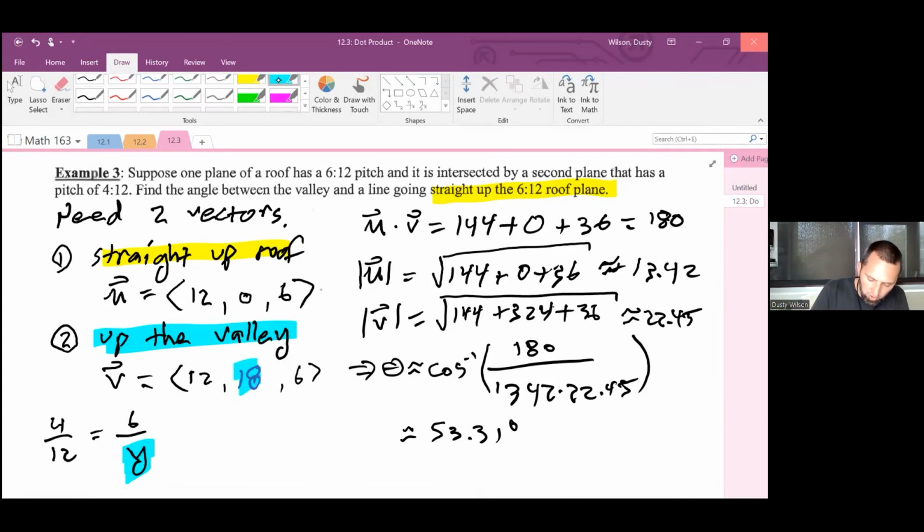So the question is to find the angle between the valley and the line going straight up that 6/12 pitch. So here's the angle in the valley: vector 2, vector 1, straight up the roof, and the angle that I need to cut things at is 53.31 degrees. Oh, if only I had had vectors back when I was building this particular project.